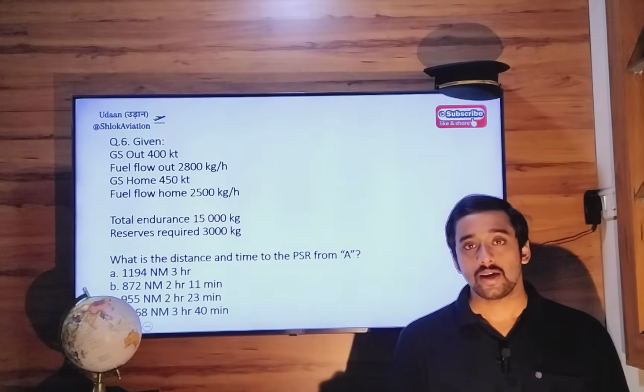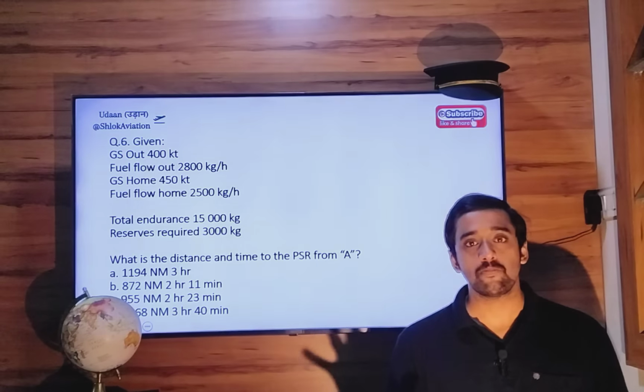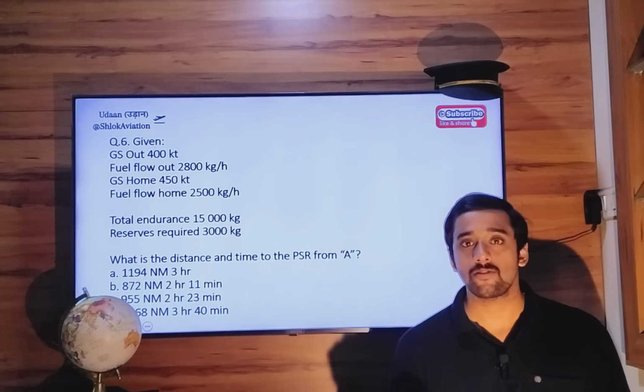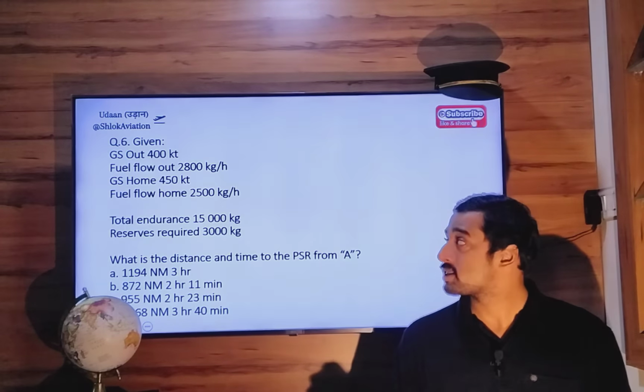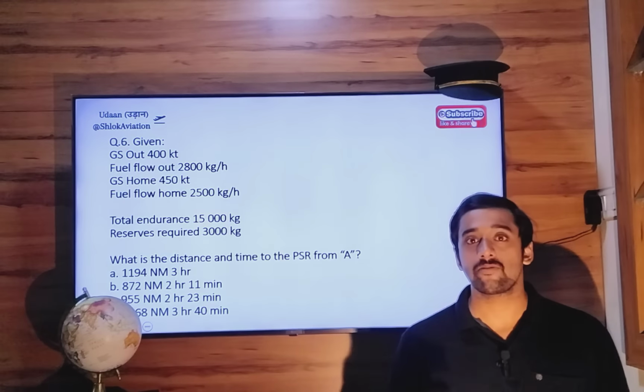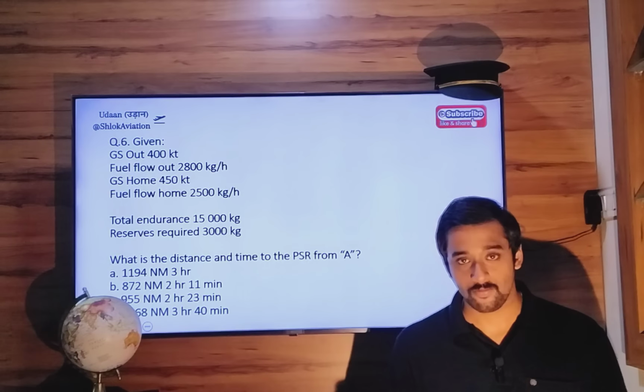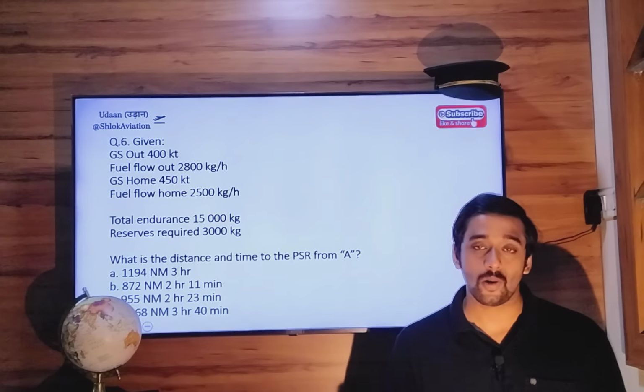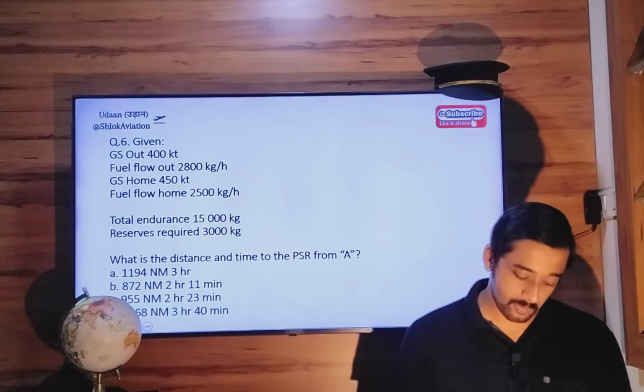Now remember, in ordinary simple point of no return sums, we have only one fuel consumption given. Now this is the type 2 sum. In this kind of sums, you will have two different fuel consumption rates given to you, and you will have to use a different formula in this case to find distance to PNR.